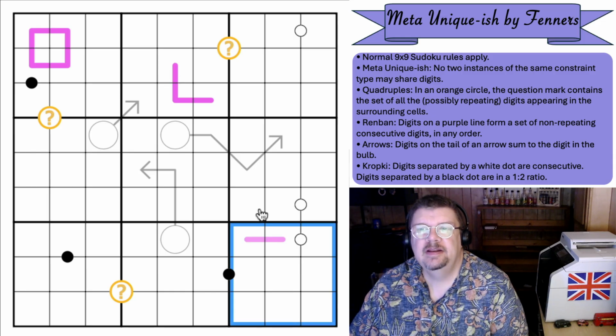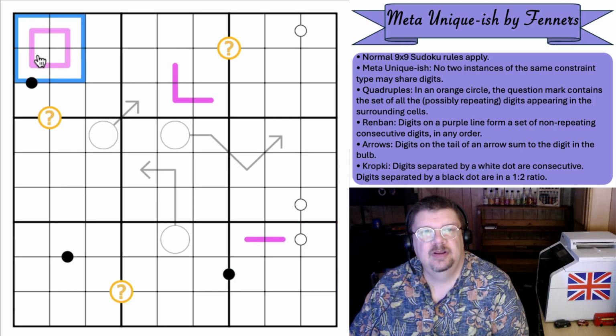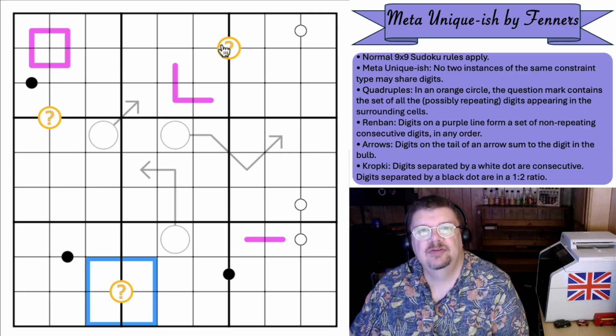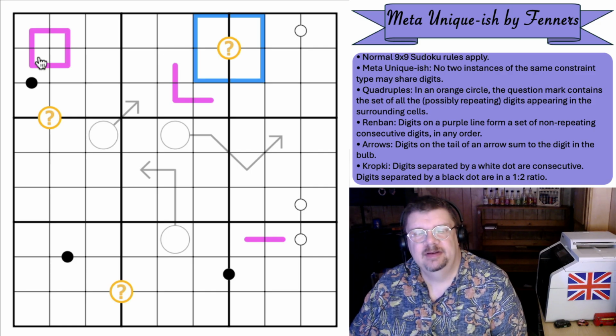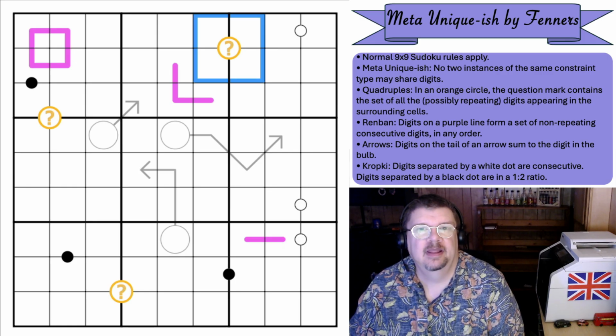Meta-Unique-ish. No two instances of the same constraint may share digits. So what does that mean? That means that the digits that I place on this Renban, this pink line, cannot be used on this Renban and cannot be used on this Renban. The digits I place around this quadruple circle can't be used here or here, but I can have repeat digits on this quadruple circle. I could have repeat digits on an arrow. Because of the rules, I can't actually have repeat digits on the Renbans, but this particular meta rule is not preventing that.